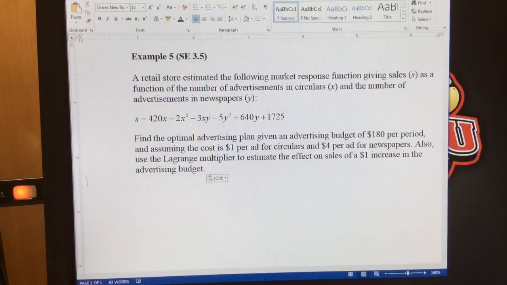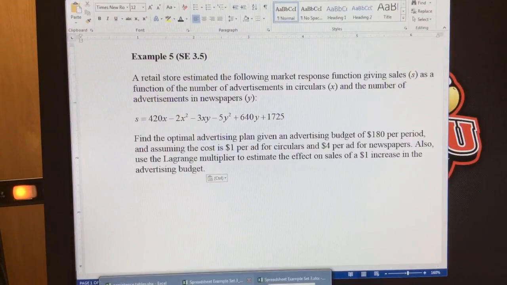We want to find the optimal advertising plan, given that we have an advertising budget of $180 per period. Now, to put an ad in a circular is $1 per ad. Put an ad in a newspaper is $4 per ad. So first we want to find the optimal advertising plan. And once we do that, then we can look at information about the Lagrange multiplier.